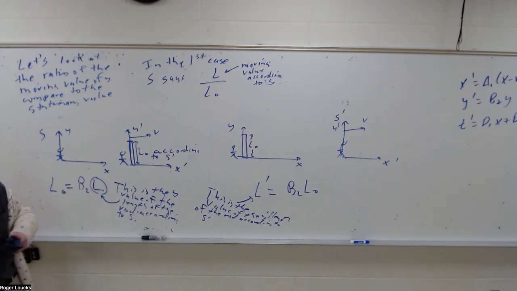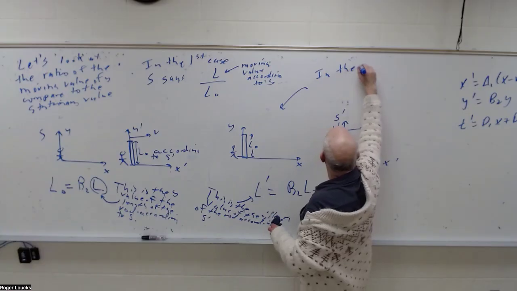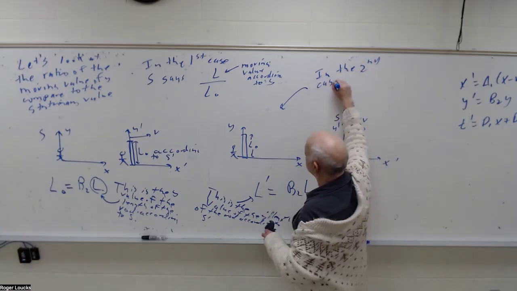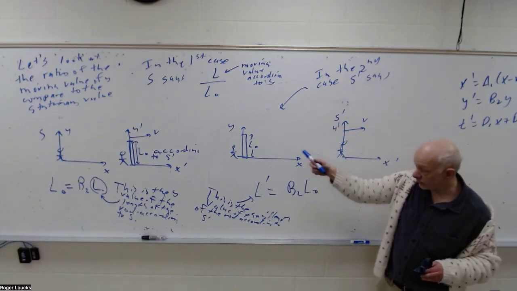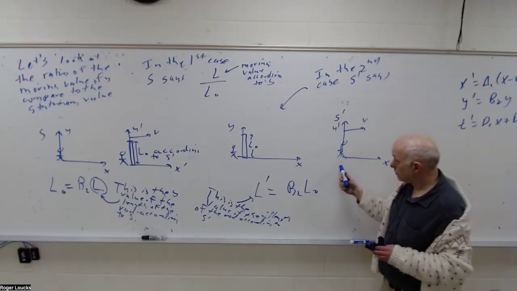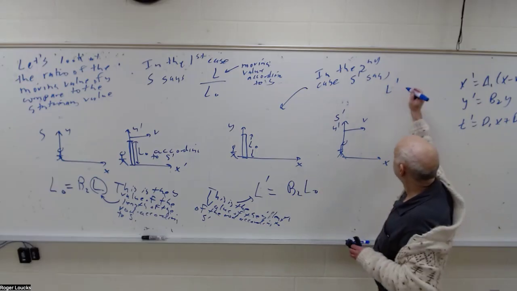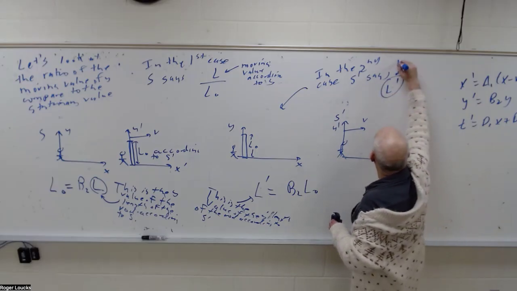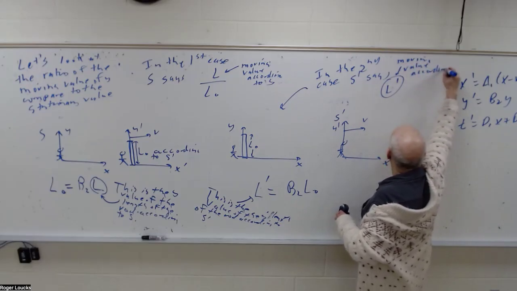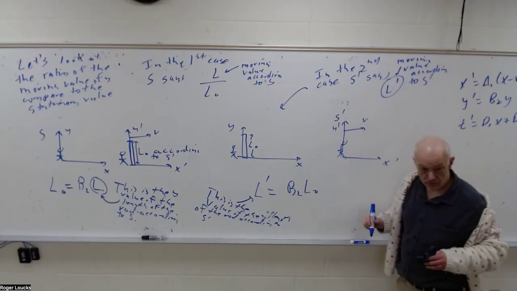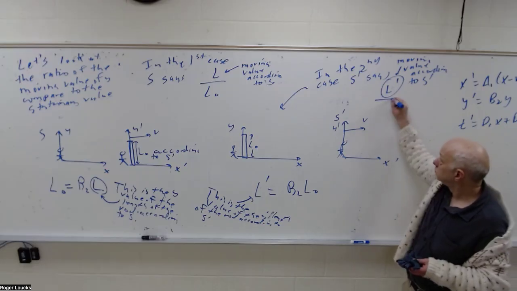Okay. Now let's go over here. In the second case, S prime is going to measure the moving one. What does this person say? The rod's moving away from me. What did they measure the length to be? L prime. And this is the moving value according to S prime. What's the stationary value?